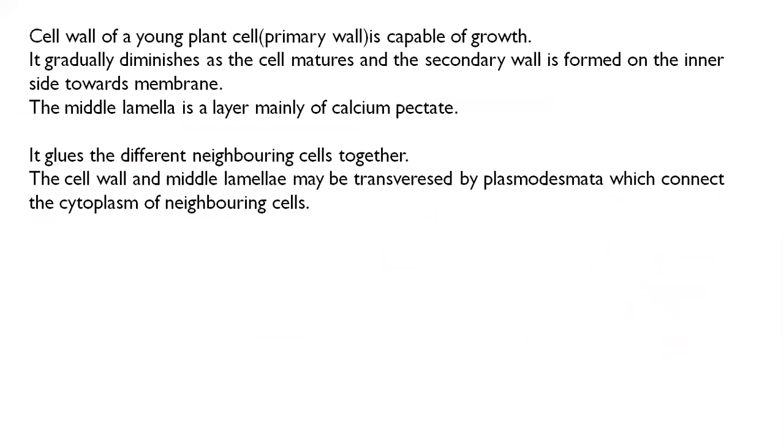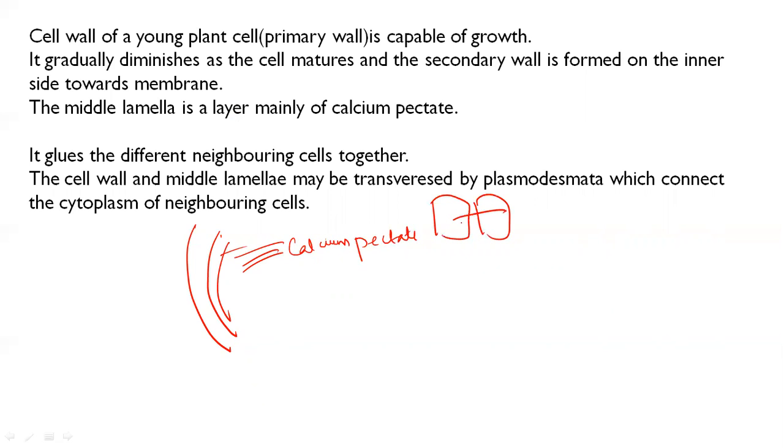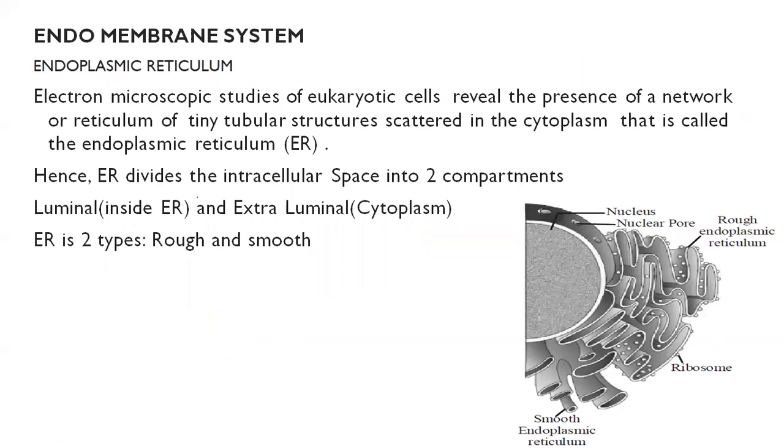Now, the cell wall of a young plant cell is capable of growth. Okay, so they're talking about the primary cell wall, and after it matures, the secondary cell wall is formed. Okay, and the middle layer is formed. So what is the middle layer formed of? It is made up of calcium pectate, and its function is to glue two cells together, and there might be transverse branching called plasmodesmata, which connects the cytoplasm of neighboring cells.